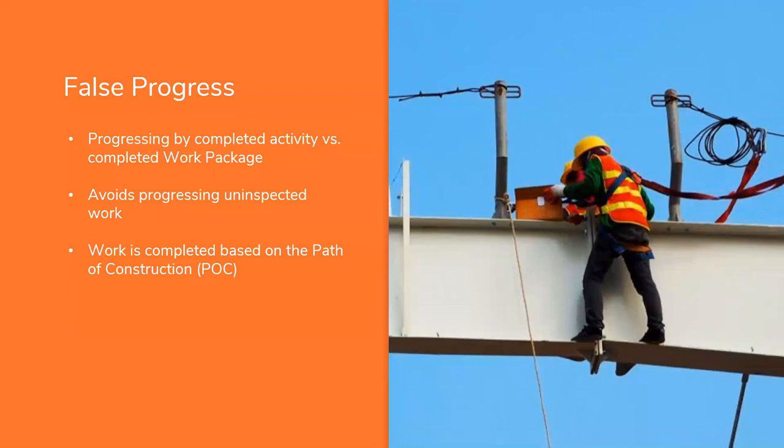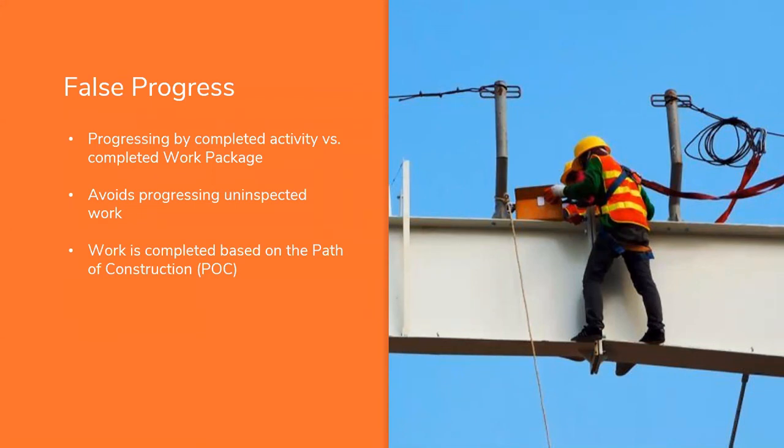And in an AWP environment, we try to make sure that as soon as the work is done, it's inspected. And if there's a problem, we know exactly what that problem is, so that problem isn't continued to the next series of work items being done.